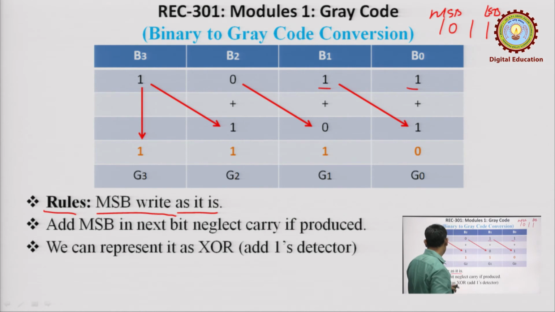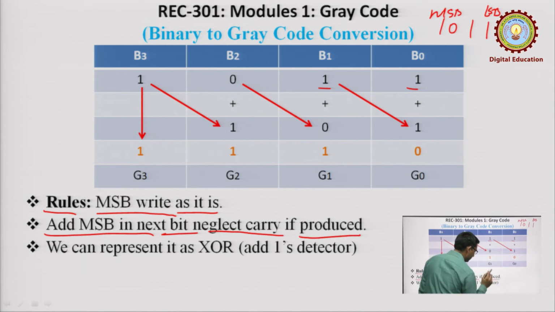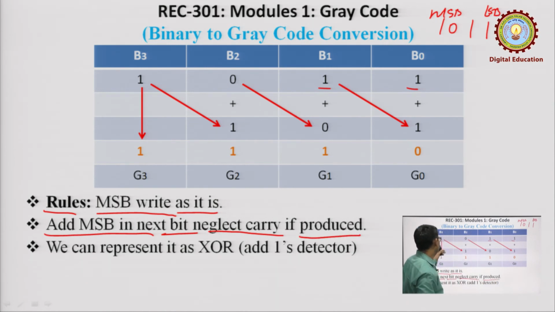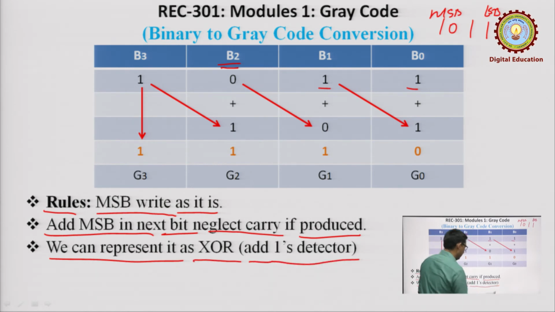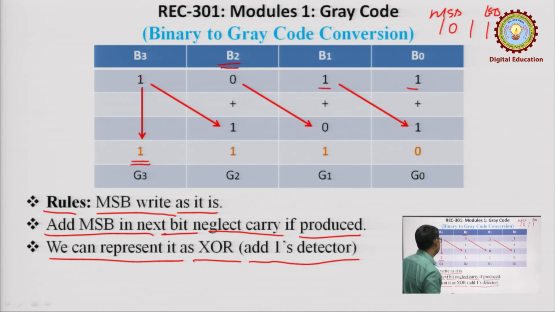So, the MSB is written down as it is, then add the MSB to the next bit and neglect the carry if produced. Whenever we add the MSB of the binary number to the next bit, we are not going to change anything. Okay. We can also represent this as an XOR gate. Okay. So, from here we can see we will just copy 1 as it is here. Okay. In the next case, what will we do?